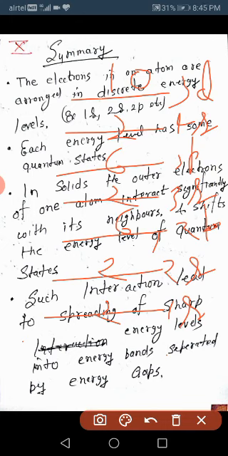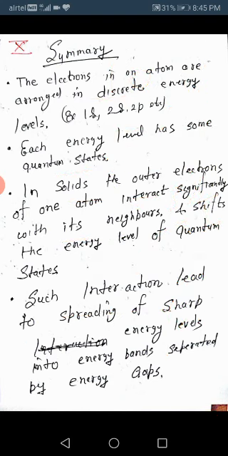The third point is this: in solids, the outer electrons of one atom interact significantly with its neighbors and shift the energy levels of the quantum states. This we have already discussed. The interaction of atoms inside the solid redistributes the energy levels. Such interaction leads to the spreading of sharp energy levels into energy bands separated by energy gaps.